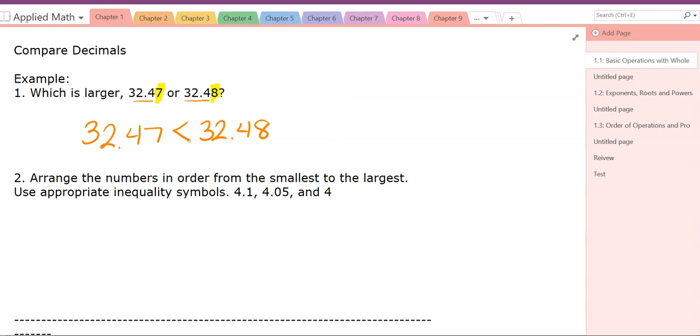We can do the same thing with this next one where we're trying to arrange these numbers from smallest to largest. So the smallest is going to be 4. The middle number is going to be that 4.05. And the biggest number is going to be 4.1.